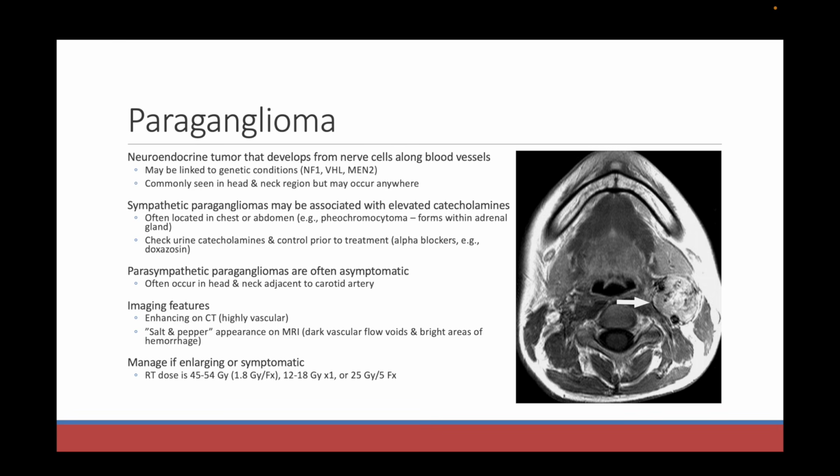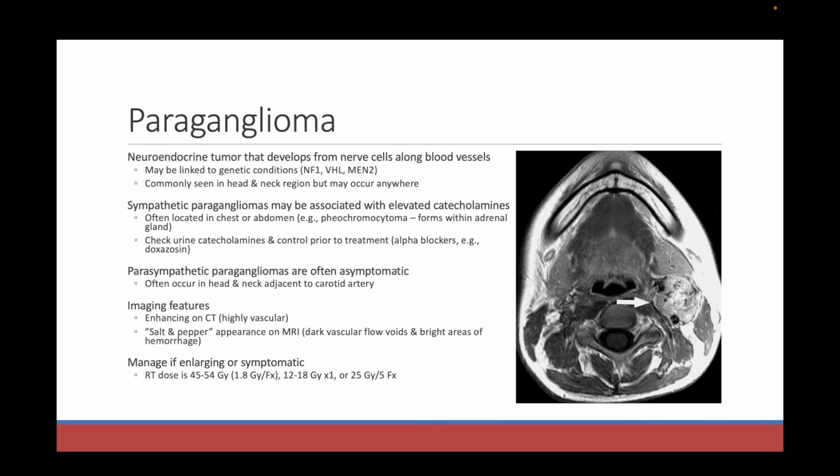But paraganglioma is a neuroendocrine tumor that can develop from nerve cells, and it's often related to genetic conditions, and it can commonly be seen in the head and neck region, but can occur anywhere. So sympathetic paragangliomas can exist because, again, it's a neuroendocrine tumor, so it can be associated with a functional element or a secretory element where it's secreting elevated catecholamines.